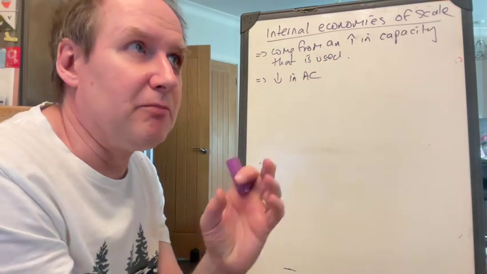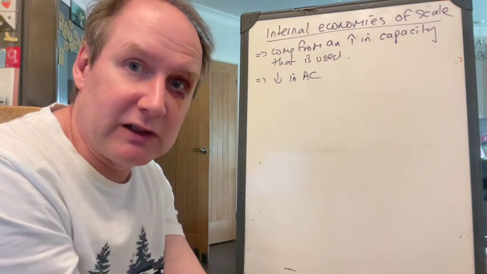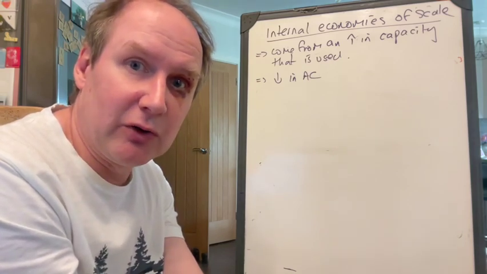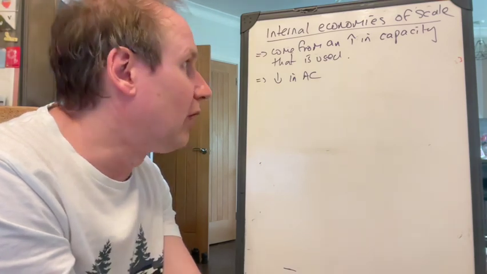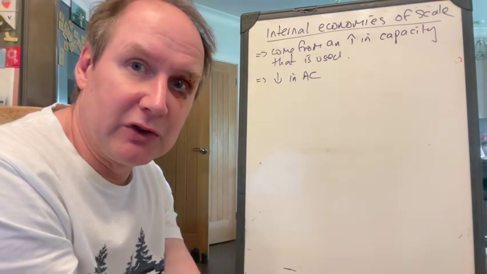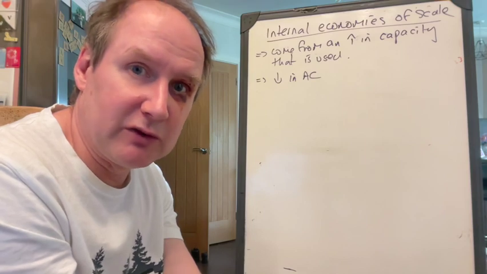In other words, a big firm using its assets effectively has a lower cost than a small firm using its assets effectively. So why might that be? What are our examples of internal economies of scale?